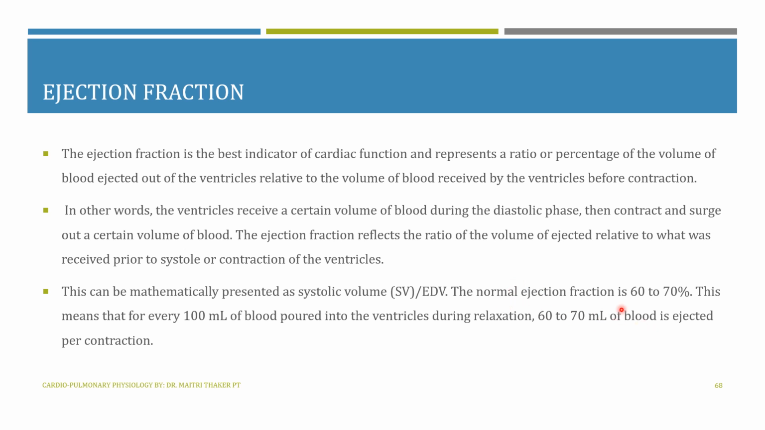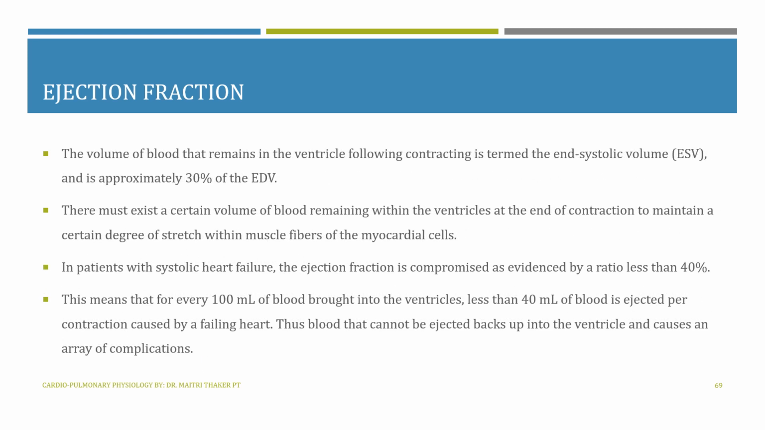The normal ejection fraction is 60 to 70%. This is the maximum amount. 50 to 60% is also acceptable. This means that for every 100 ml of blood poured into the ventricles, only 60 to 70 ml is ejected per contraction. The remaining 30% will stay in the ventricles itself. The volume of blood that remains is known as end-systolic volume, approximately 30%.